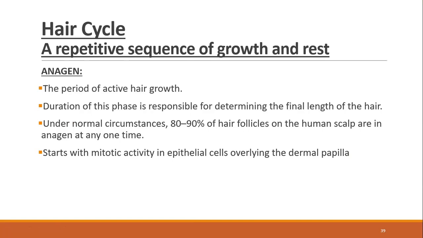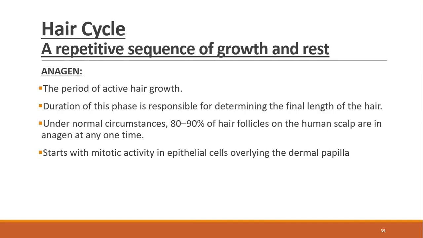The anagen. This is the period of active hair growth. The duration of the phase is responsible for determining the final length of hair. If the duration of anagen is more, hair continues to grow and may reach a lot of length. But if the duration is short, hair automatically sheds off after a certain period of time. Under normal circumstances, 80 to 90% of the hairs are in the anagen phase, in the scalp particularly.